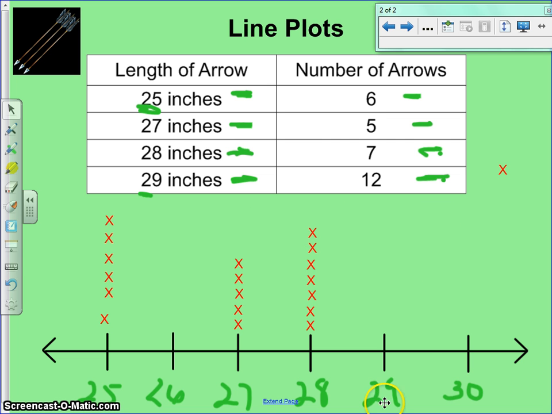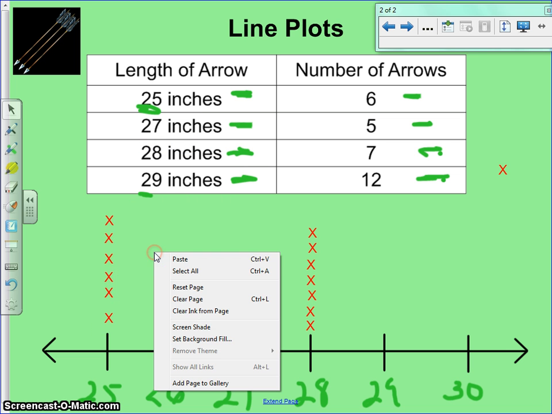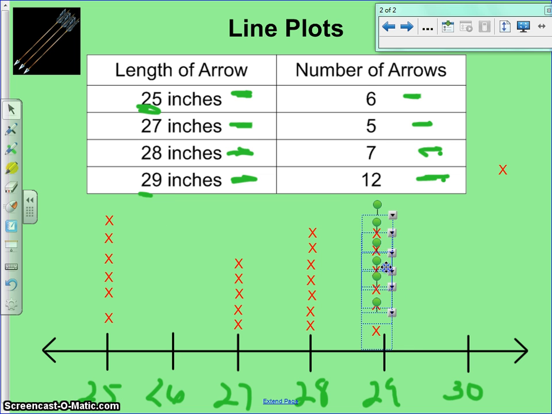And then my 29-inch arrows is 12. I'm going to do a little bit of cheating again. I'm going to go ahead and copy these, paste them, drag them over. I'm going to have to stack them side by side. Then I'm going to clone them. There we go. That's going to represent my 12, because 6 plus 6 equals 12. Alright, and then again, 30 is left blank. I don't have any 30-inch arrows, so that is left blank.